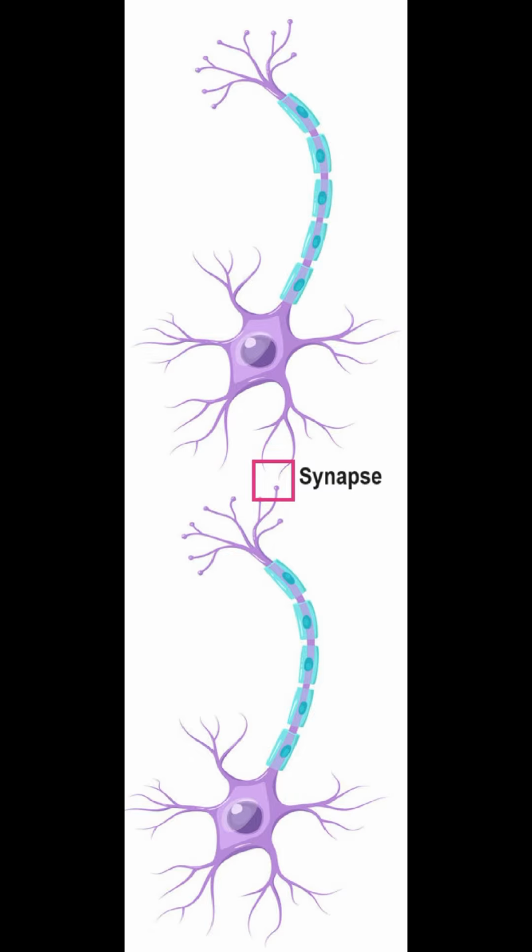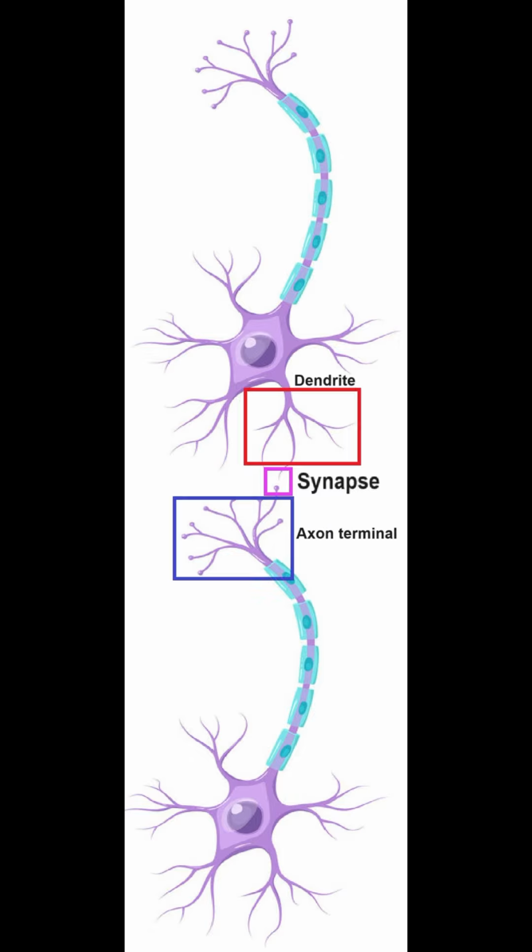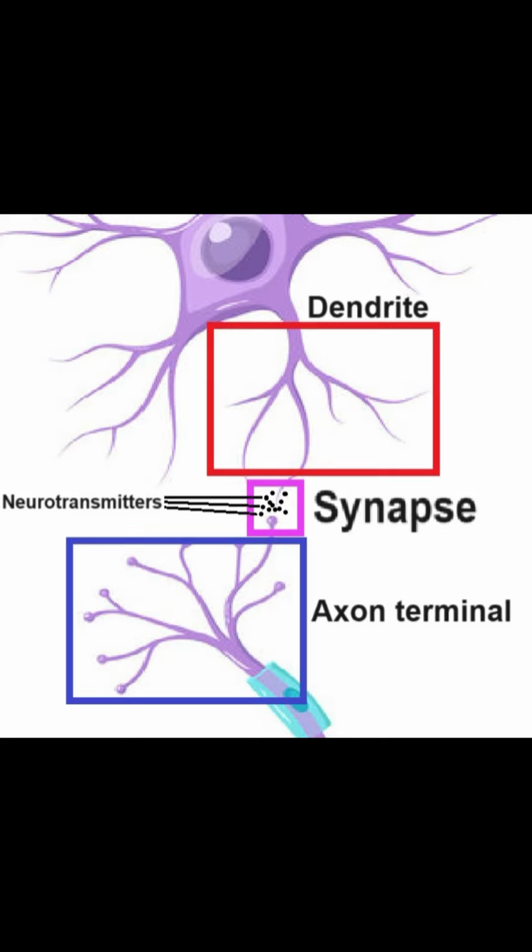The synapse is an area of space between two neurons. The synapse exists as a gap between the axon terminals of the presynaptic neuron and the dendrites of the postsynaptic neuron. Information is released by the axon terminals of the presynaptic neuron in the form of neurotransmitters and is received by the dendrites of the postsynaptic neuron.